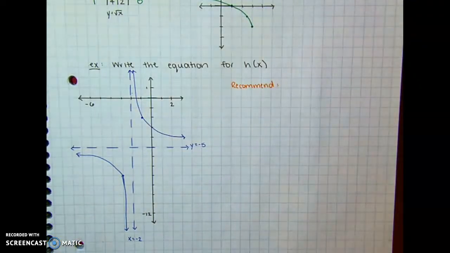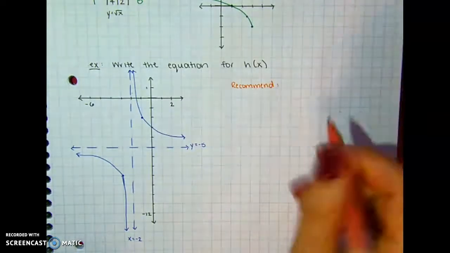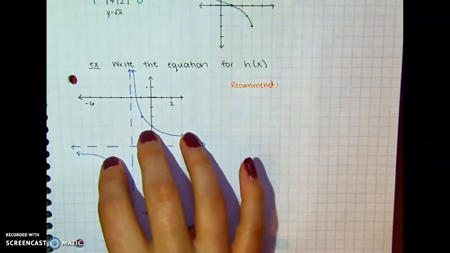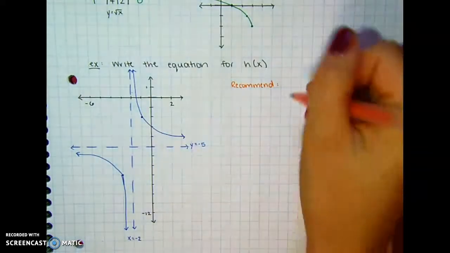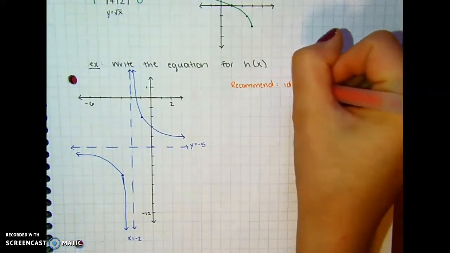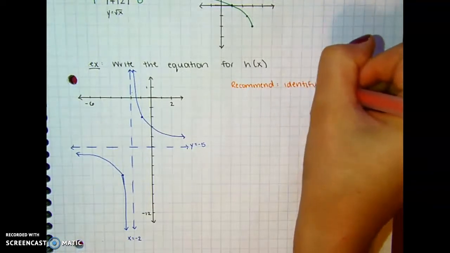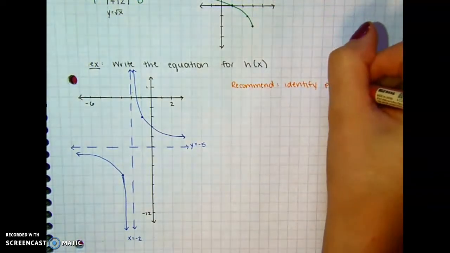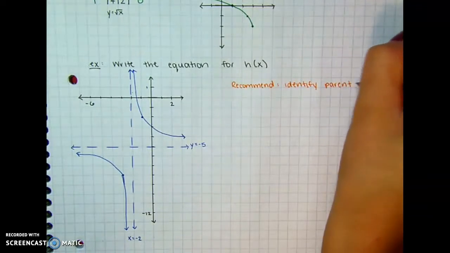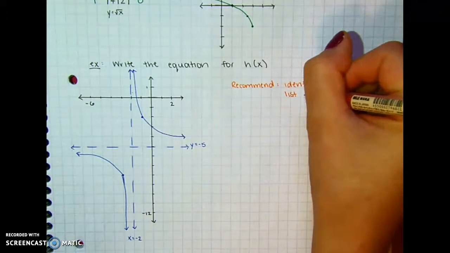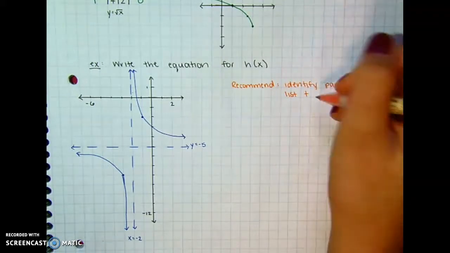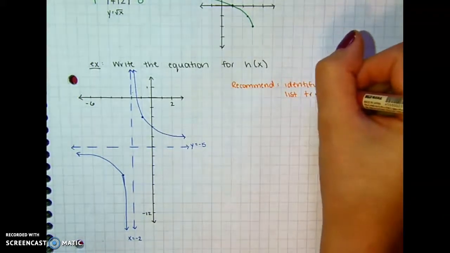I recommend anytime you're given a graph and you want to write the equation, I always recommend identifying the parent, and list your transformations. Or at least translations.